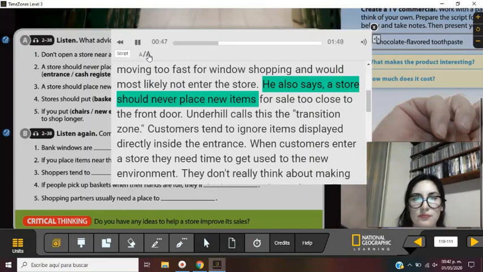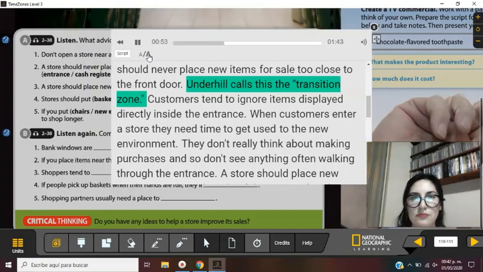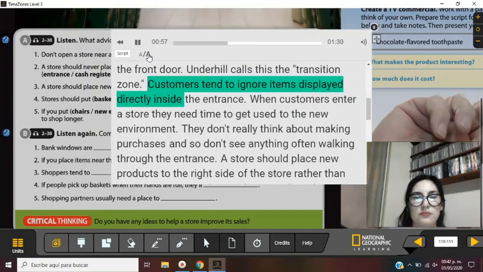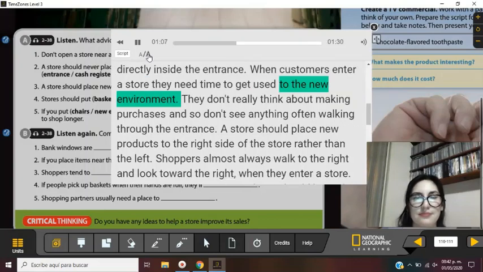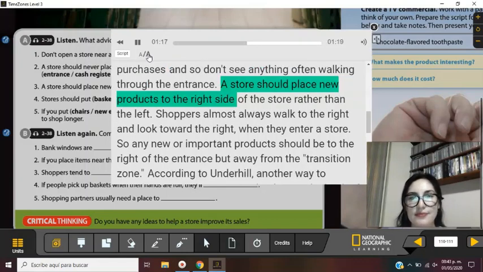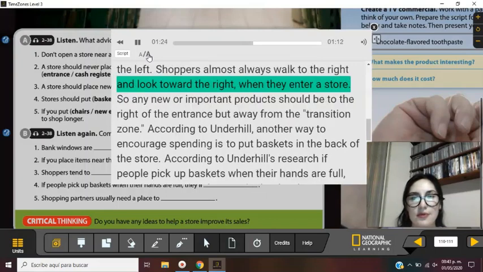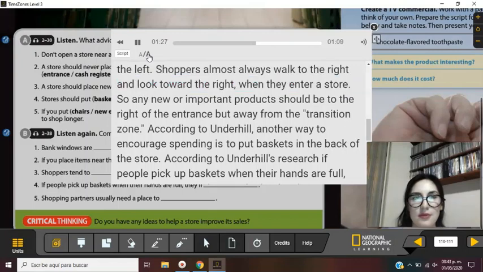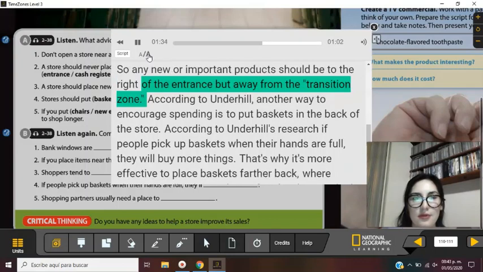He also says a store should never place new items for sale too close to the front door. Underhill calls this the transition zone. Customers tend to ignore items displayed directly inside the entrance. When customers enter a store, they need time to get used to the new environment. They don't really think about making purchases and so don't see anything often walking through the entrance. A store should place new products to the right side of the store rather than the left. Shoppers almost always walk to the right and look toward the right when they enter a store. So any new or important products should be to the right of the entrance, but away from the transition zone.